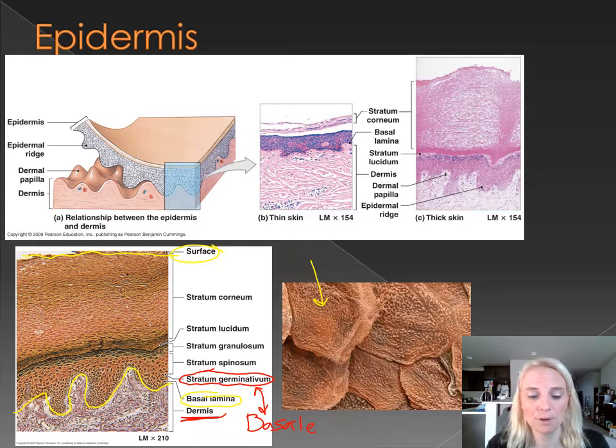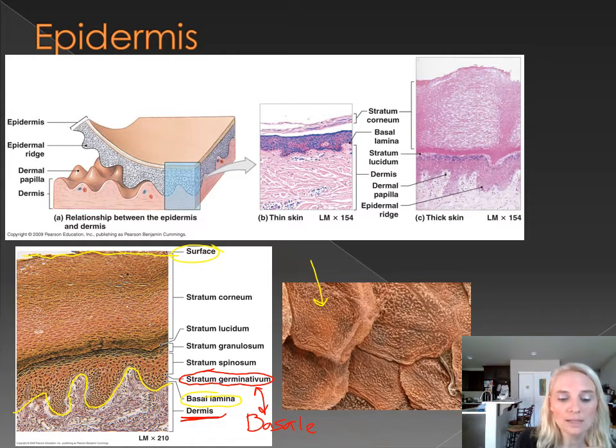Germinate, germinativum, basal, base, right? So those words give you clues as to the function and the location of these particular cells. These are the cells that are constantly going through mitosis because, as we'll see when we get to the surface, we are losing those dead flattened cells all of the time. So we don't slough our cells all the way down to the dermis. We have to constantly be replacing, like a conveyor belt, these new cells that are coming from the stratum germinativum.